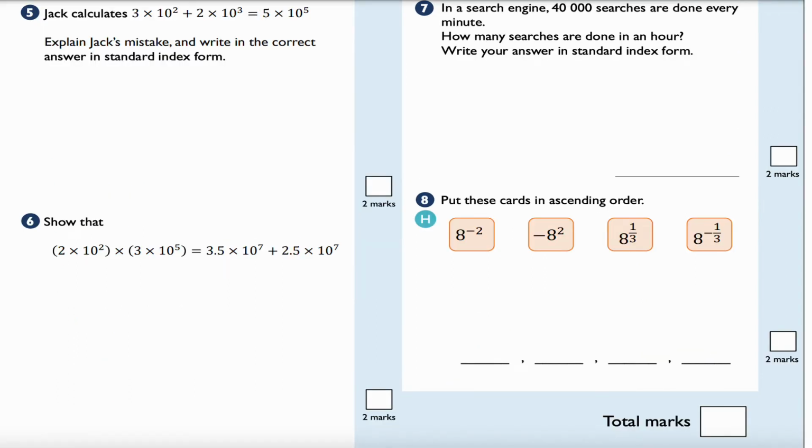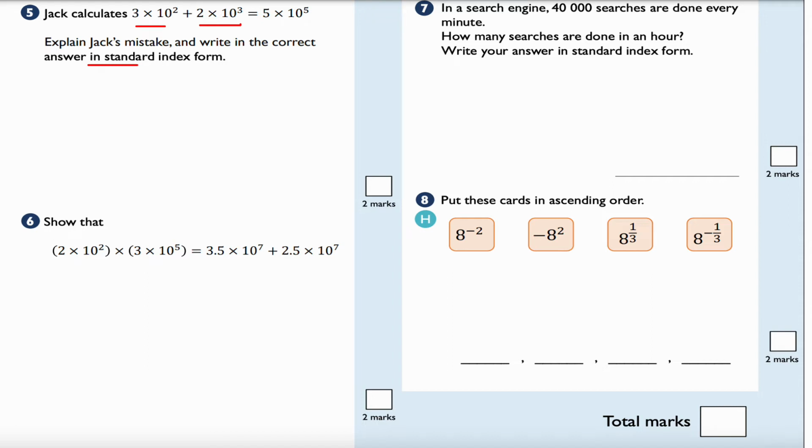Okay, this is question number 5. Jack calculates 3 times 10 squared plus 2 times 10 cubed equals 5 times 10 to the 5. Explain Jack's mistake and write the correct answer in standard index form. Well, Jack has done 3 plus 2, so when I add, I can't combine the numbers together. I've got to work it out as 2 separate sums.